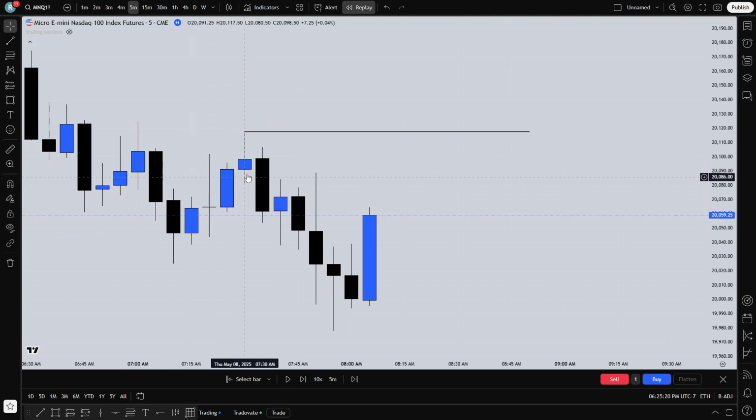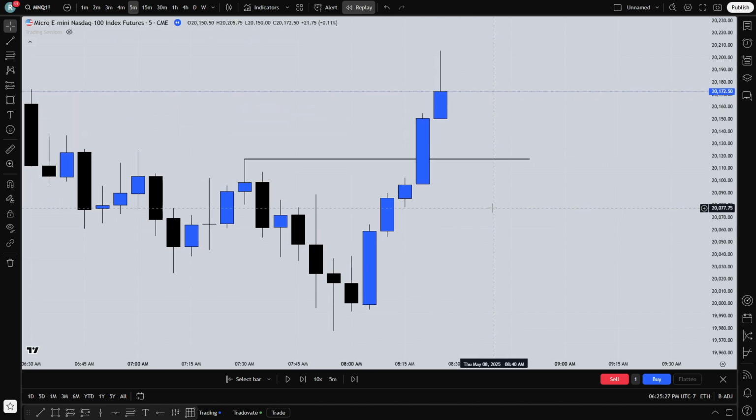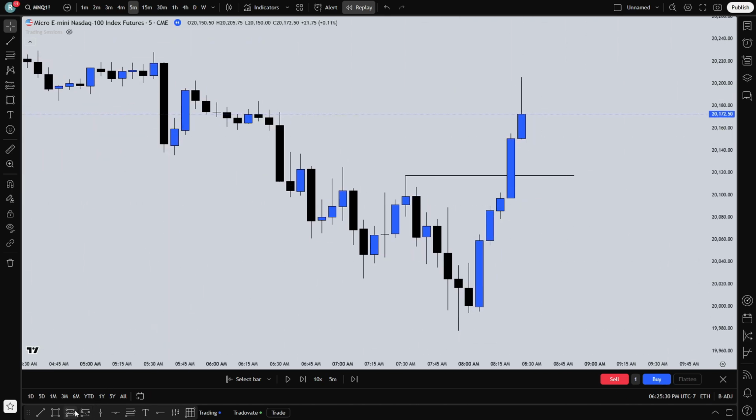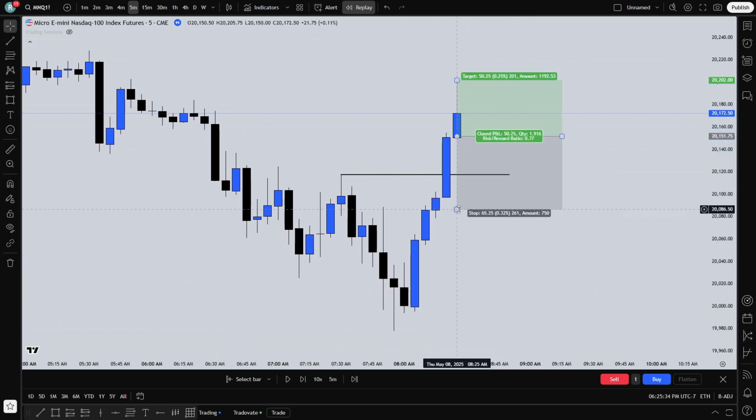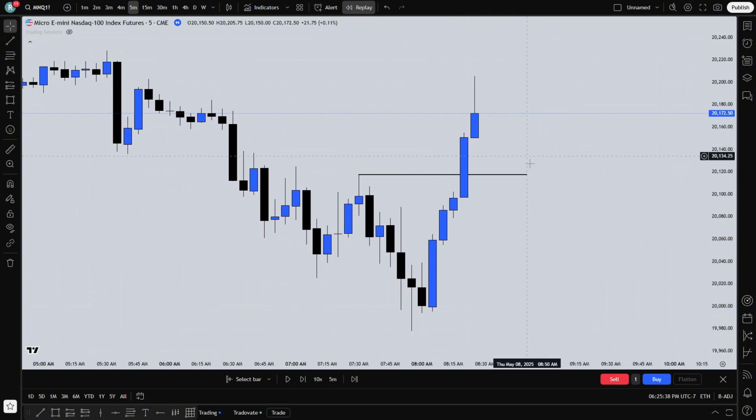We got the nice series of blue candles here. Boom, we got that close. Where does price go? It keeps continuing higher. Boom, entry, right? This stop loss would be really low. I wouldn't take this trade, but that's just how you clarify.